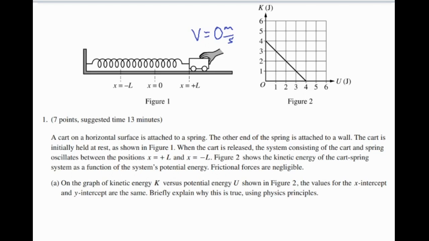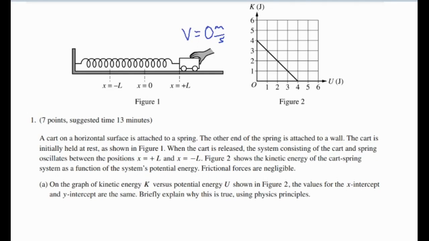On the graph of kinetic energy versus potential energy shown in figure 2, the values for the x-intercept and y-intercept are the same. Briefly explain why this is true using physics principles. So first of all, I'm thinking of the conservation of energy, and it has maximum kinetic energy. That would actually be right over here at the equilibrium position because the spring isn't stretched or compressed, so it has its maximum speed at that point. And then here's where there's some maximum stretch or compression. So I remember that the initial velocity was 0. So there is no kinetic energy at the very beginning.